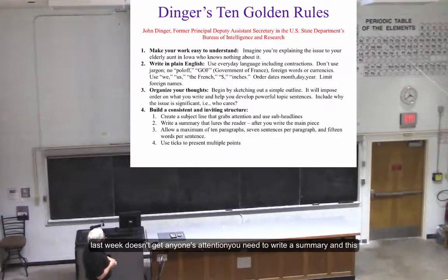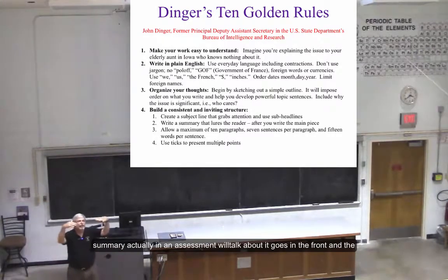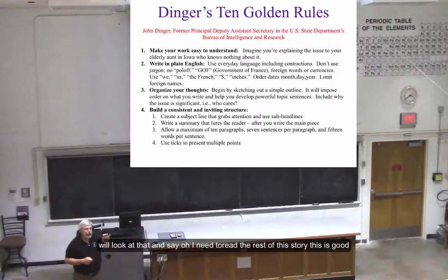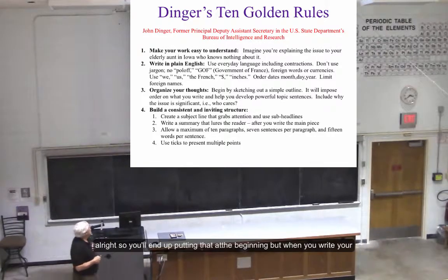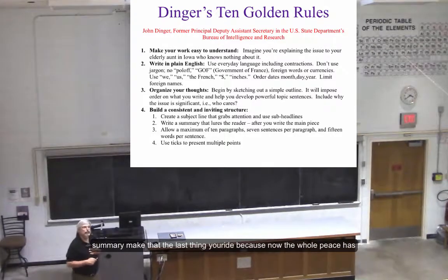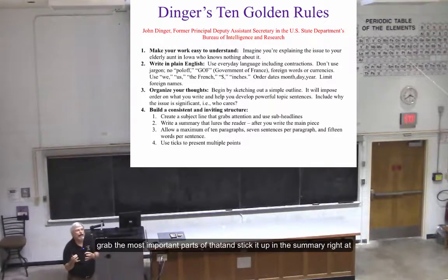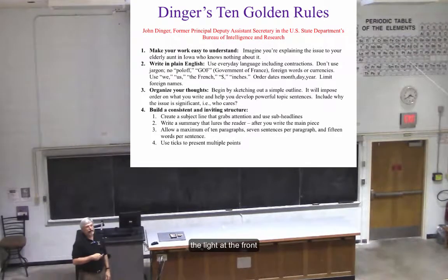You need to write a summary, and this summary, as we'll talk about in an assessment, goes in the front of the piece, and you want that summary to grab the reader. The reader will look at that and say, oh, I need to read the rest of this story. This is good stuff. So you'll end up putting that at the beginning. But make the summary the last thing you write, because now the whole piece has been generated, it's all on paper, and it's fresh in your mind to grab the most important parts and stick them up in the summary right at the front.